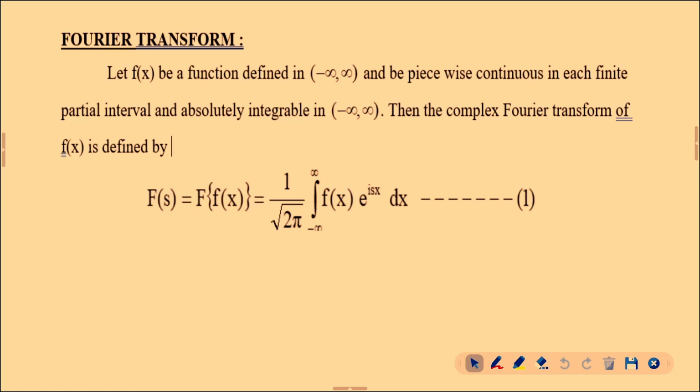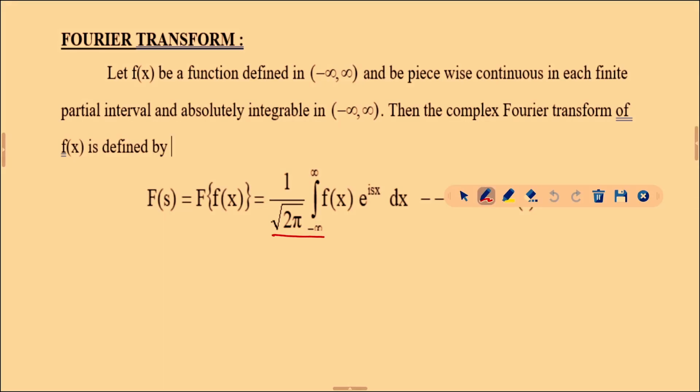Now, the Fourier transform of f of x is defined as F of s is equal to 1 by square root of 2 pi integral f of x into e power isx dx. So, this is the definition of Fourier transform. This is the constant 1 by square root of 2 pi. The integral is over the interval minus to plus infinity, f of x into e power isx, where f of x is the given function.